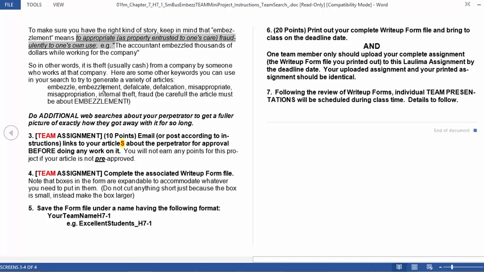Here are some key terms you could use. Also, once you do find an original article about it, you should automatically, as a matter of course, do additional web searches about your perpetrator so you can get a fuller picture of how they got away with it for so long. So you can give a detailed account of how they did it.